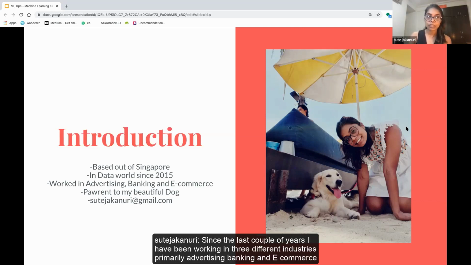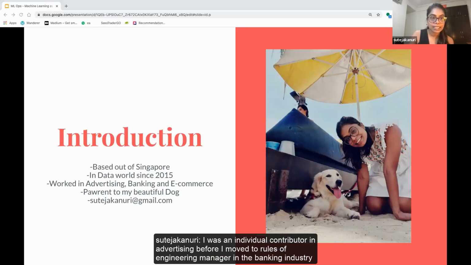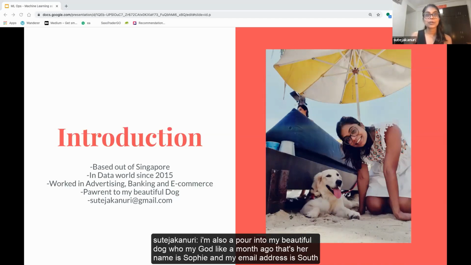Over the last couple of years, I have been working in three different industries, primarily advertising, banking, and e-commerce. That's how I started my journey. I was an individual contributor in advertising before I moved to roles of engineering manager in the banking industry, and my recent experience is in an e-commerce firm. I'm also a parent to my beautiful dog, whom I got like a month ago. That's her. Her name is Toffee. And my email address is suteja@gmail.com. Just in case anyone wants to connect with me, I'm also available on LinkedIn as well.